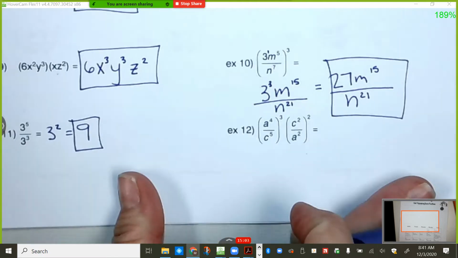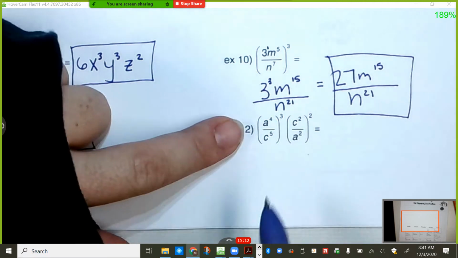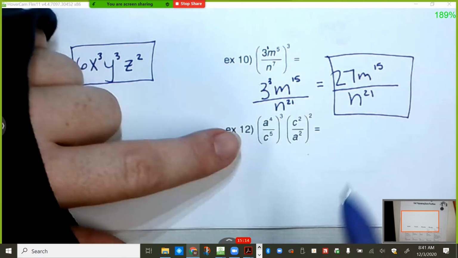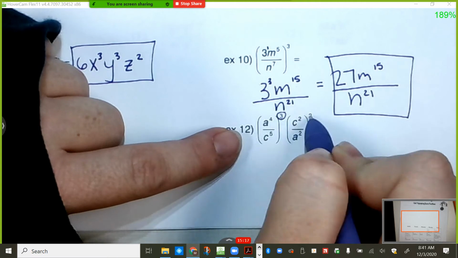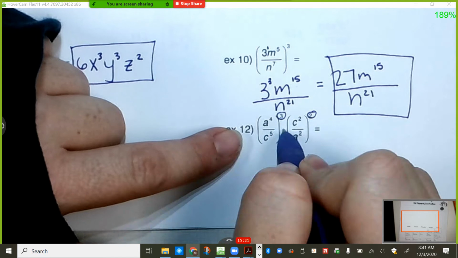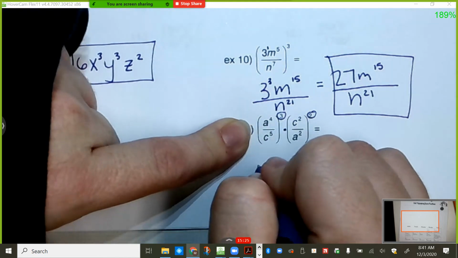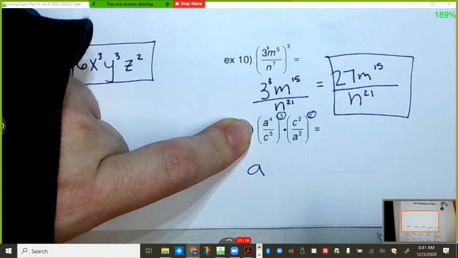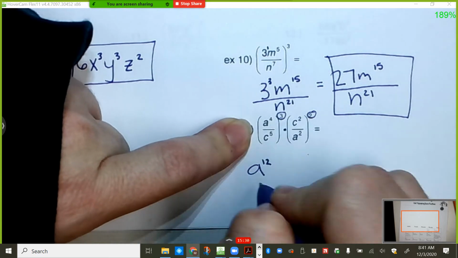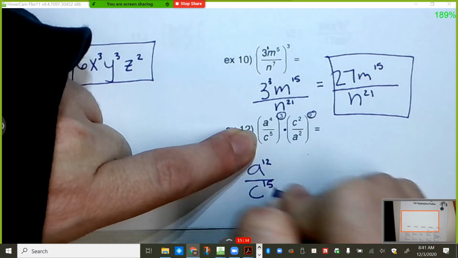What do you think we need to do first on number 12? The power on the outside. Sorry, masks make y'all like muted. Okay, we need to get rid of this 3 and this 2 before we can combine across. So what's a to the 4th to the 3rd? Power to the power, what do we do? Multiply, so we get 12, and 5 times 3 is 15.